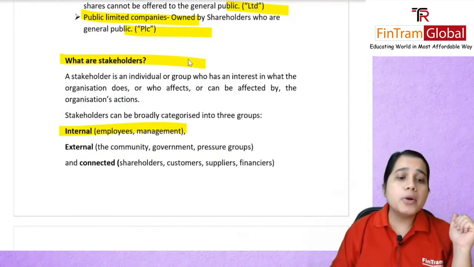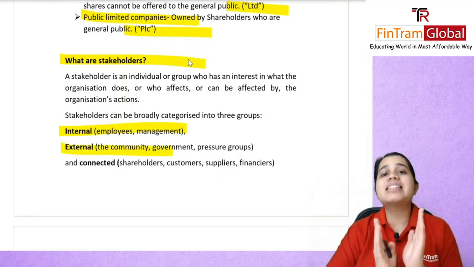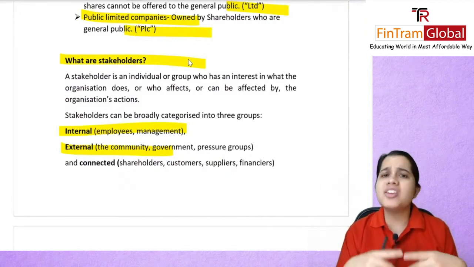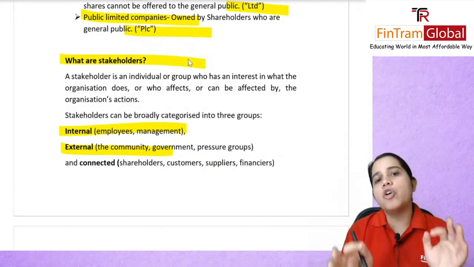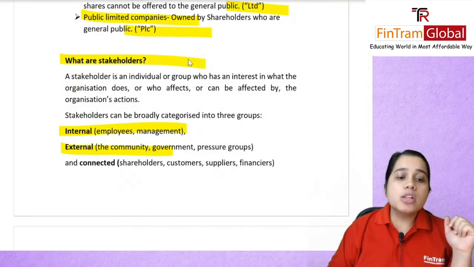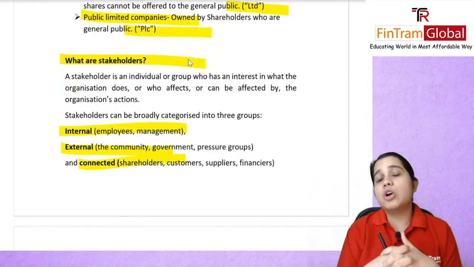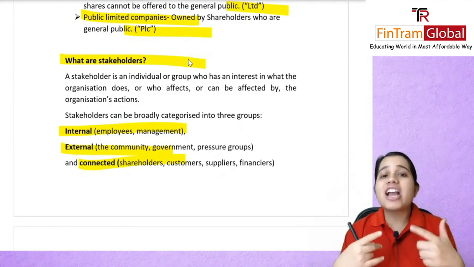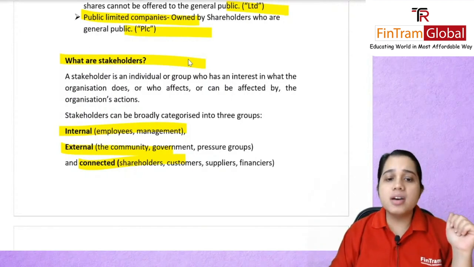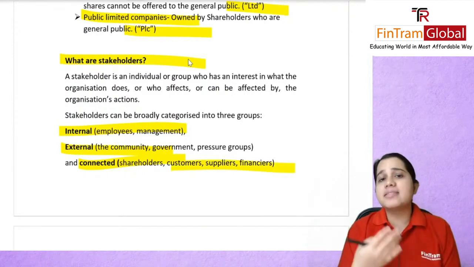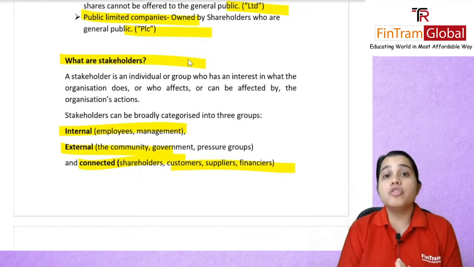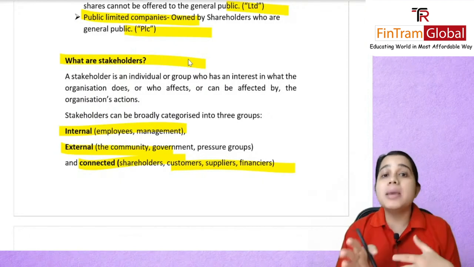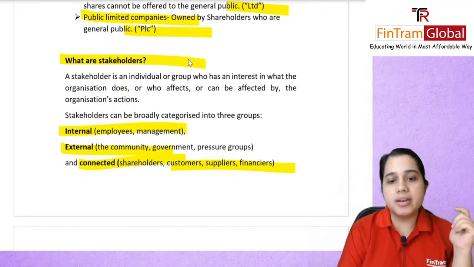Then we had also talked about external stakeholders, which are external to the organization and as such do not have any contractual link. You have your government, you have your pressure groups. All of them fall under this category. And finally we had connected stakeholders. These are stakeholders with whom you have a contractual link. So here you had your shareholders, customers, suppliers, or your financiers, the people who are providing you money. Of course, they are also interested in the working of your organization. They have a contractual link with your organization, so they become your connected stakeholders.